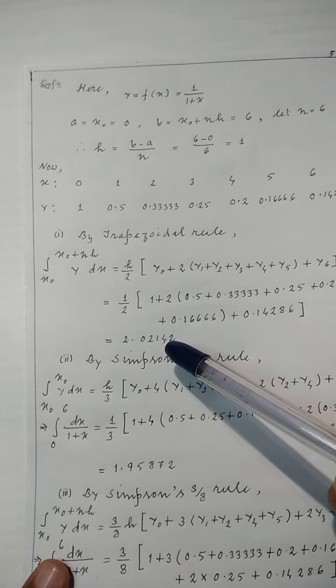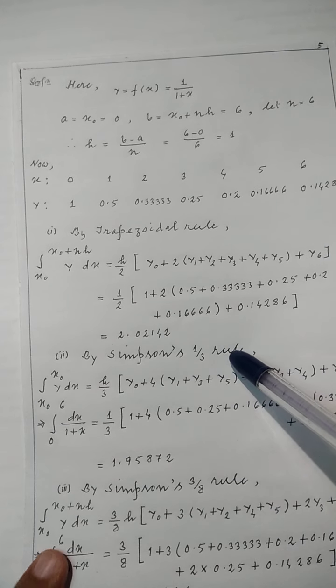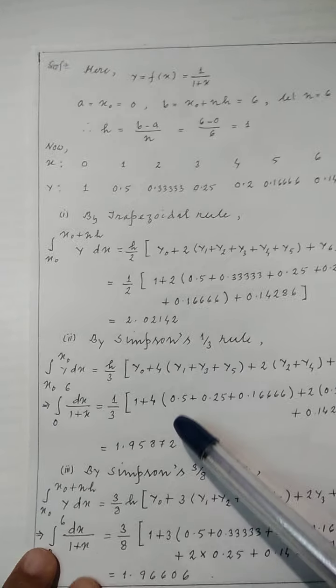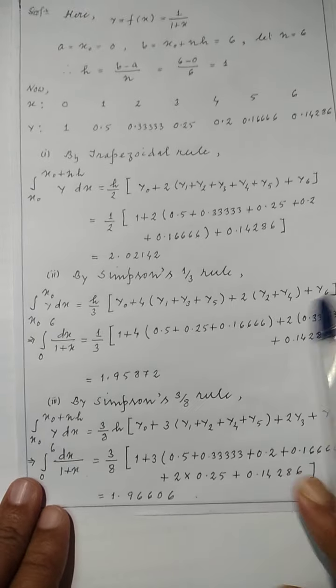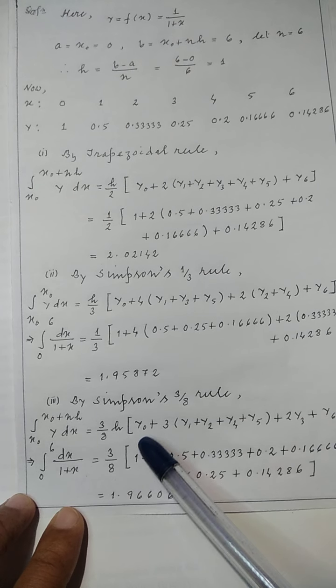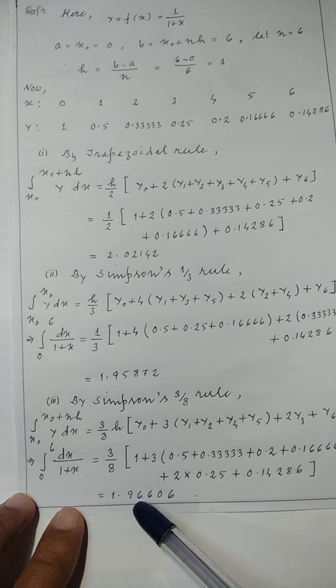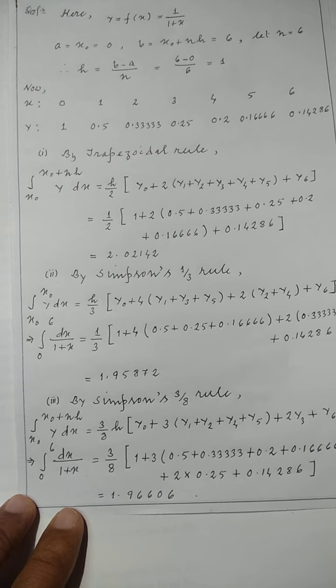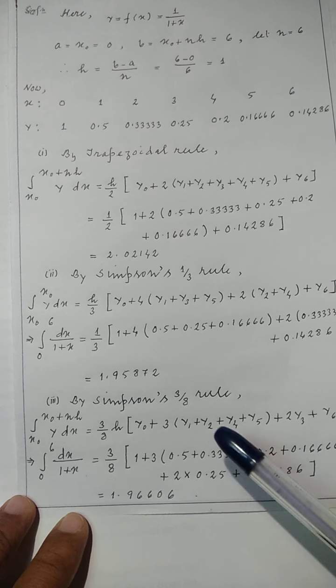Again, in the same manner, you apply Simpson's 1/3 rule. Substitute the values for the argument and simplify, you'll get this value. And lastly, apply Simpson's 3/8 rule exactly in the same manner. Substitute the values of the argument and simplify, you'll get 1.96606. So these are the values obtained by trapezoidal rule, Simpson's 1/3 rule, and Simpson's 3/8 rule.